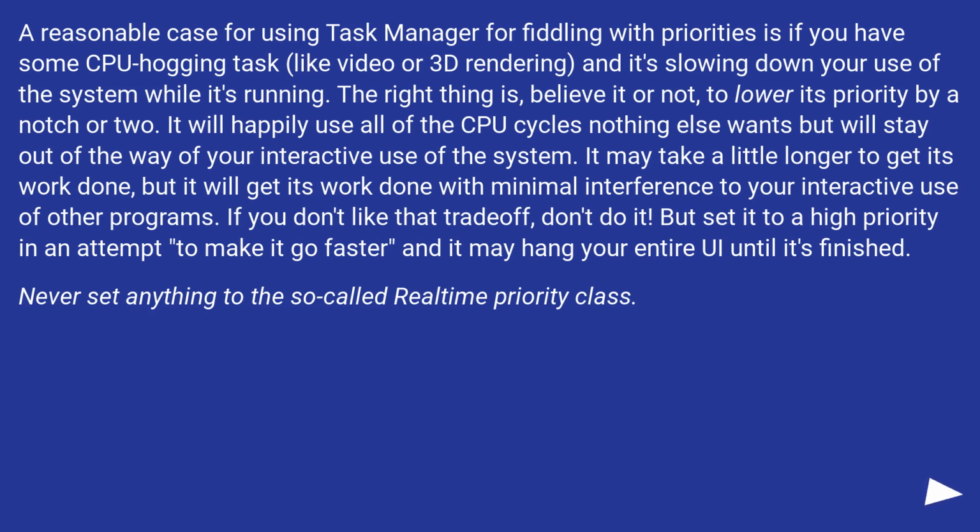A reasonable case for using Task Manager for fiddling with priorities is if you have some CPU-hogging task, like video or 3D rendering, and it's slowing down your use of the system while it's running. The right thing is, believe it or not, to lower its priority by a notch or two. It will happily use all of the CPU cycles nothing else wants, but will stay out of the way of your interactive use of the system.